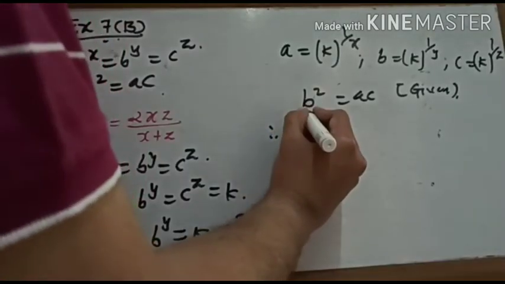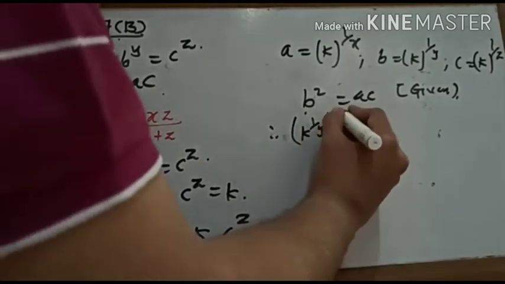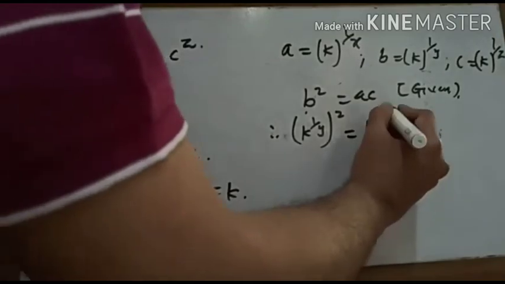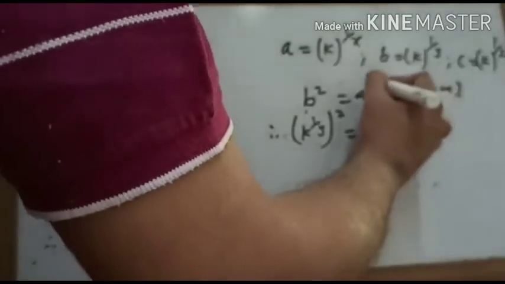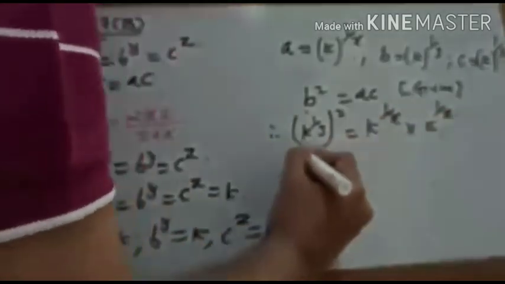b squared, b can be replaced by what? k raised to 1 upon y, whole raised to 2. a can be replaced by what? k raised to 1 upon x. c can be replaced by what? k raised to 1 upon z.